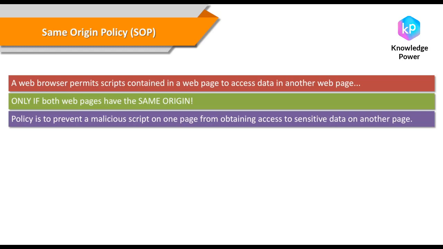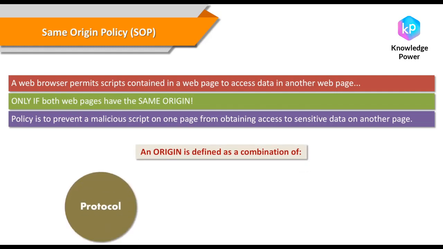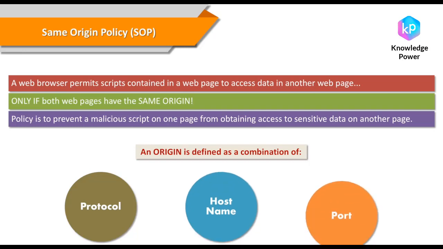A web browser permits scripts contained in a first web page to access data in a second web page, but only if both web pages have the same origin. This policy prevents a malicious script on one page from obtaining access to sensitive data on another web page through that web page's document object model. Thanks to this rule, website A cannot access the session ID of website B. An origin is the combination of protocol used for the communication, entire host name, and port.